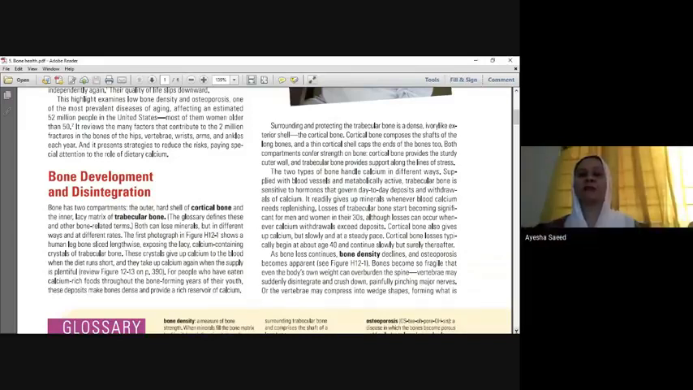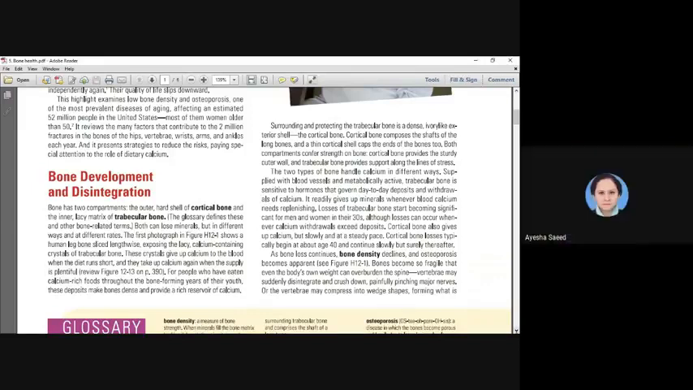Losses of trabecular bone start becoming significant for men and women in their 30s, although losses can occur whenever calcium withdrawal exceeds deposits. Cortical bone also gives up calcium but slowly at a steady pace. Cortical bone losses typically begin at the age of 40 and continue slowly but surely thereafter. So, losses start from trabecular bone at the age of 30 and from the cortical bone at the age of 40. As bone loss continues, bone density declines and osteoporosis becomes apparent.